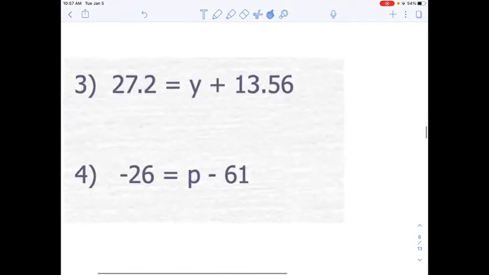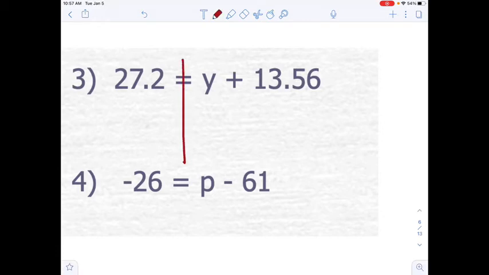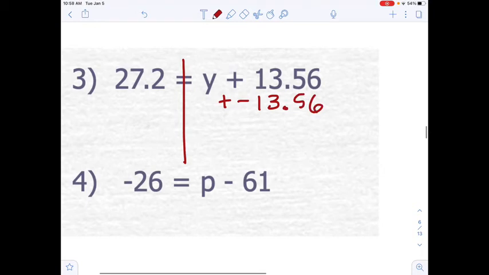Okay, 2 more problems. Write this one down: 27 and 2/10 equals y plus 13 and 56/100. Again, I'm going to draw my line down the equal sign. I'm trying to get y by itself. So I'm going to add the opposite of positive 13 and 56/100 to both sides, which is negative 13 and 56/100. Whatever I do to one side, I have to do to the other.